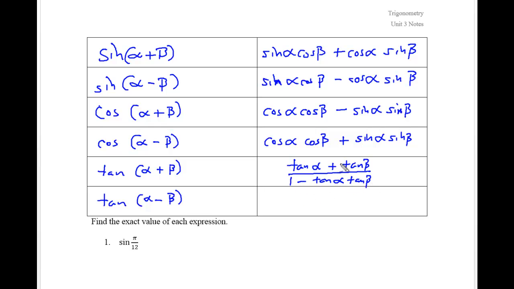You'll notice that the symbols are different here, and if you can kind of guess what the next formula would be based on this pattern, this is going to be a minus instead of a plus. So the numerator of this fraction matches the formula here, and the denominator is the opposite. But you'll notice that that tangent alpha tangent beta still fits here. See, alpha beta, alpha beta, alpha beta, alpha beta.